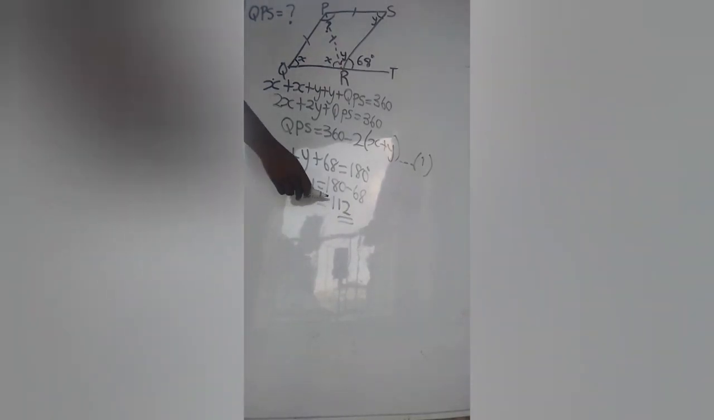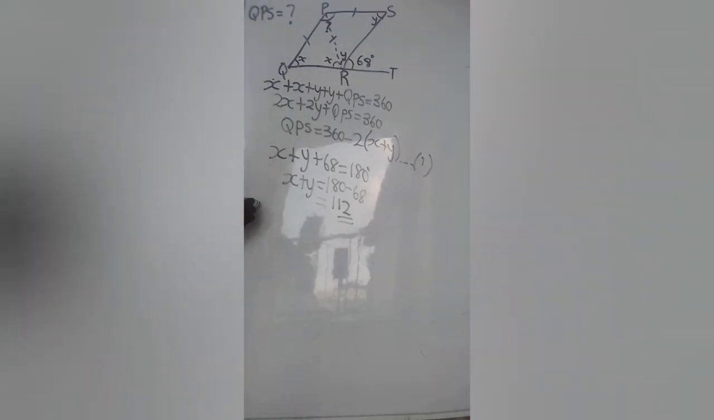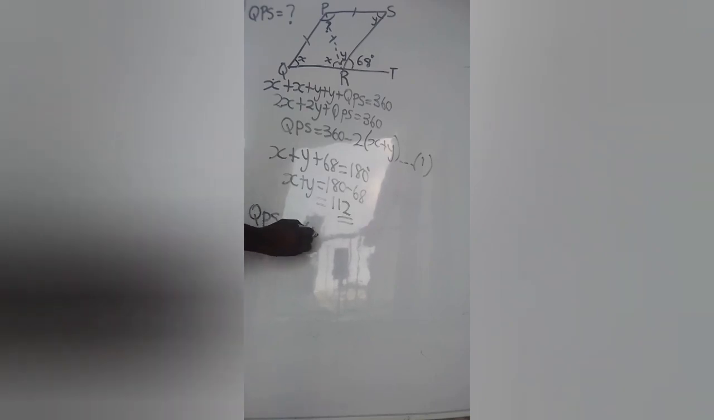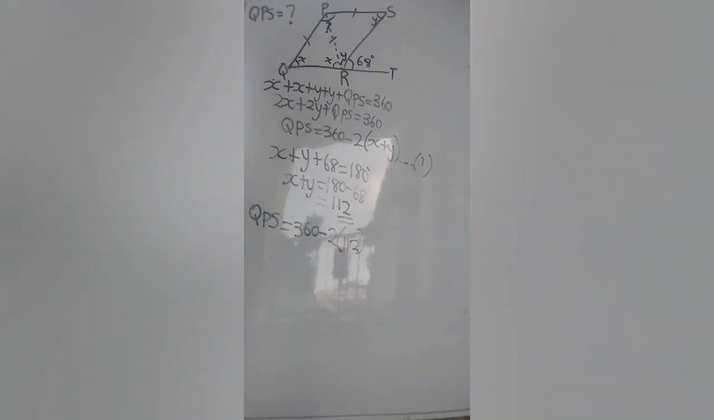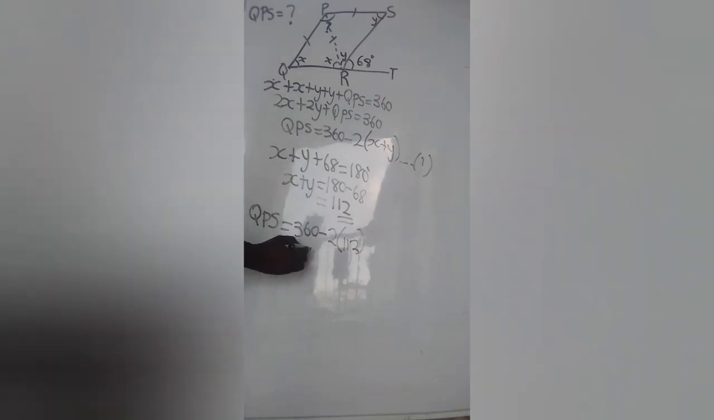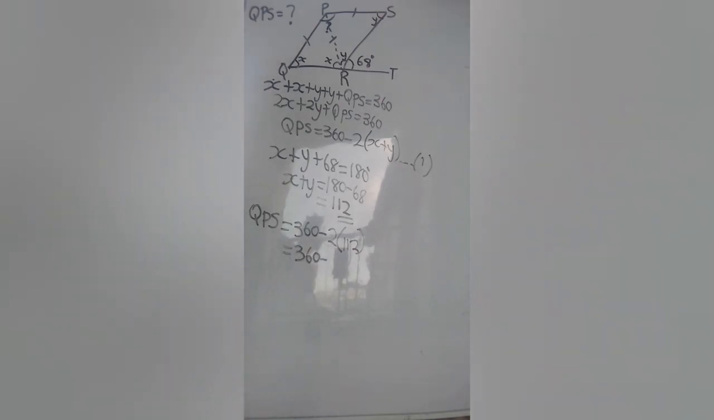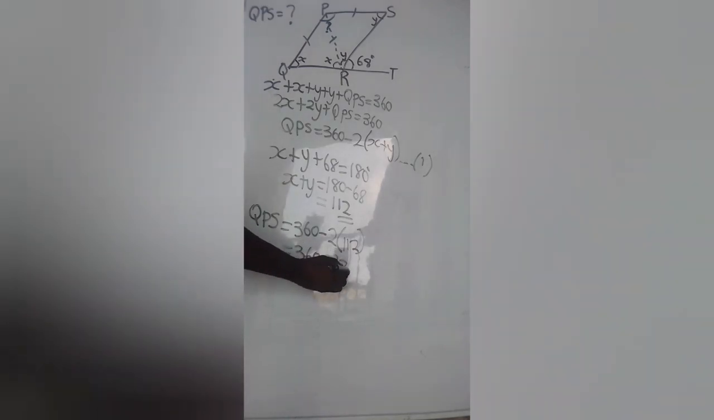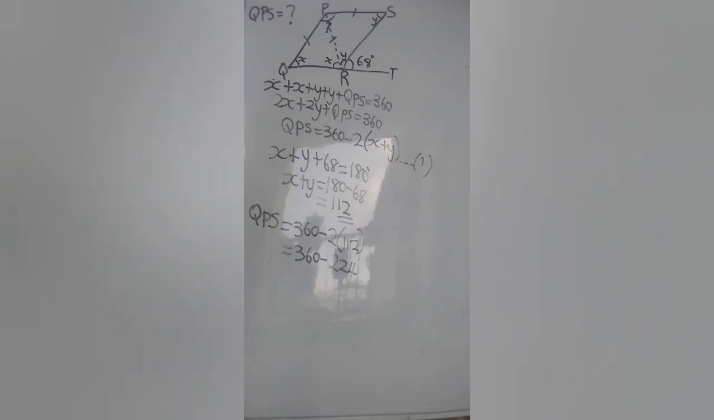Now we substitute this x plus y, which is 112, into here in order to get our QPS. When we substitute, we have QPS is equal to 360 minus 2(112). 2 times 112 is 224. And 360 minus 224 is equal to 136 degrees. So this is our answer.